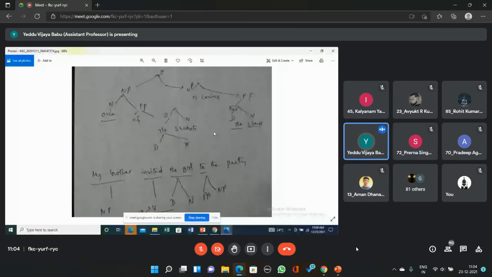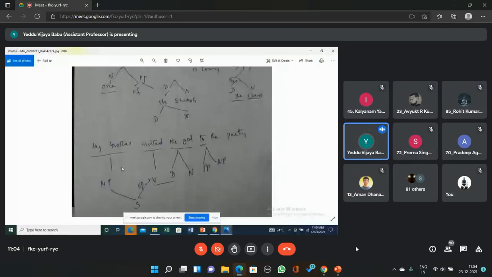And just now I have given one example to you: my brother invited the girl to the party. So here again the sentence is divided. My brother is a noun phrase, invited is a verb phrase, together called the subject form. The girl is a determiner with a noun, to the party is a prepositional phrase. The entire party is called the noun phrase, a determiner with the noun phrase.